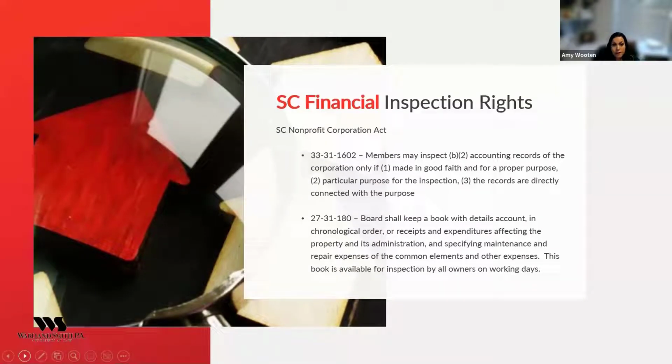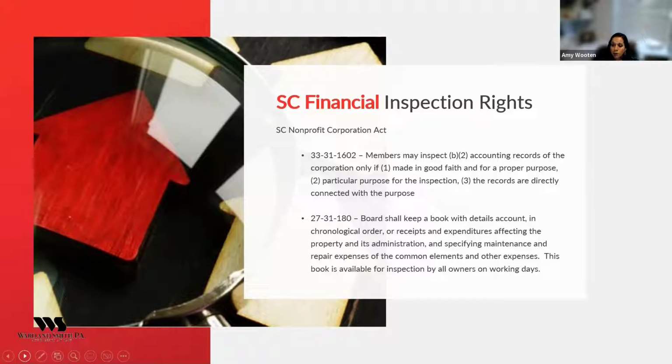Gotcha. So we'll spend a little time diving into the specifics of those statutes that are part of the Nonprofit Corporation Act. There are several of them here that provide rights to members. 33-31-1602, for example, gives members the right to inspect certain accounting records of the corporation, but that's a qualified right. The members do have to meet the requirements of the statute in order to have that inspection right. They have to have a good faith and a proper purpose for making the request to inspect those records. They have to, in fact, inspect them for that particular purpose. And the records that they are asking to inspect have to be directly connected to the purpose for which they have made the request.